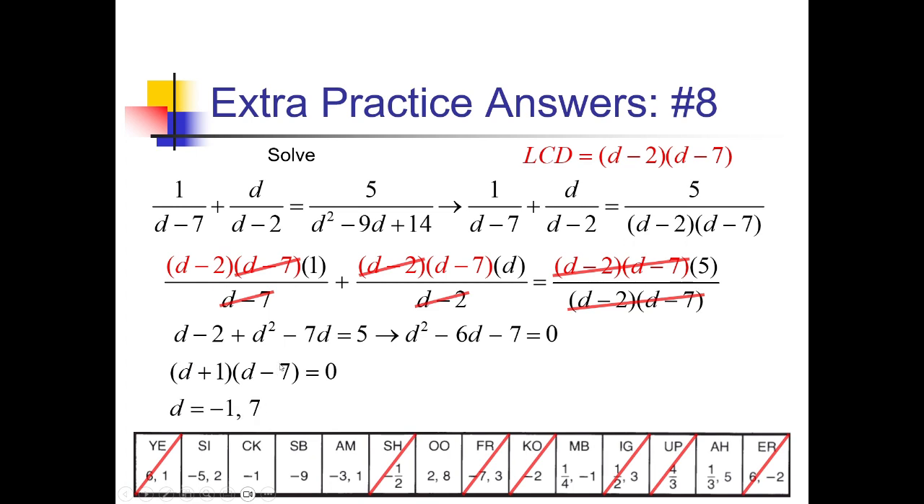Now let's double check. If I plug -1 in up here, that doesn't cause any problems. If I plug 7 in, 7 minus 7 is going to give me 0 in the denominator, which would make this undefined. So since 7 makes my original undefined, it's an extraneous root, a fake answer. I have to cross that off. I can't use it. And that means -1 is my only true answer. Finding that down below, I see that right here, so cross it off. And on to the last problem.